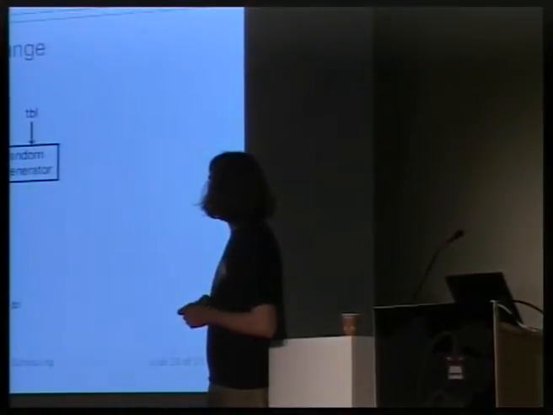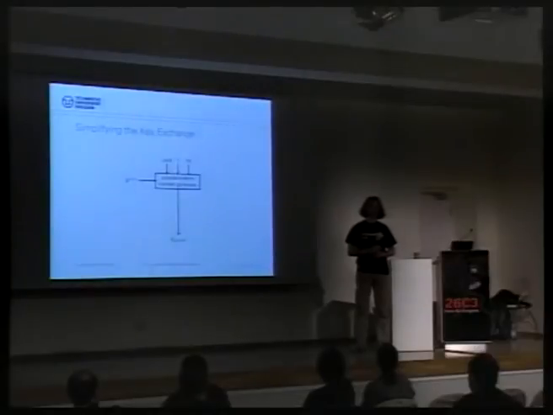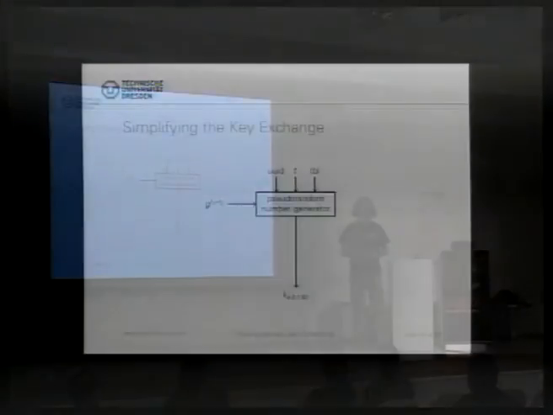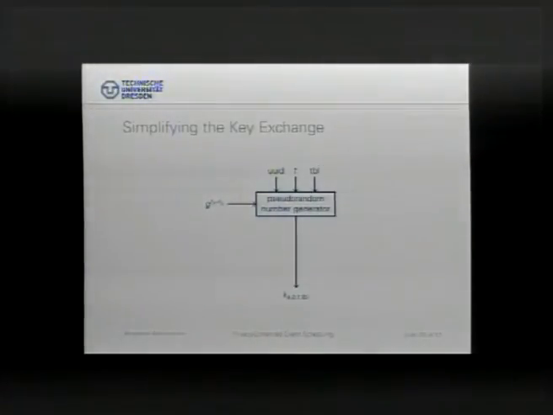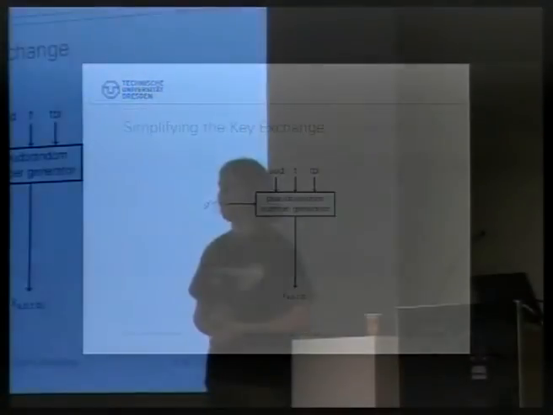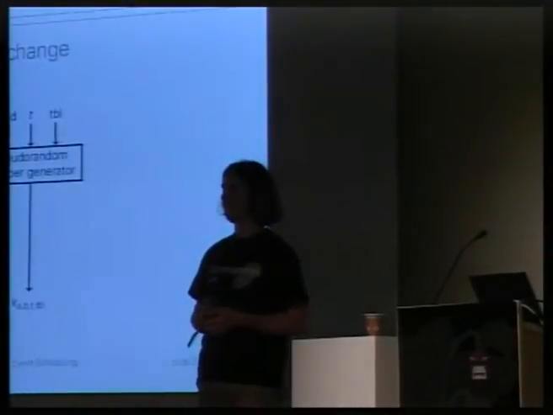We need some indexing for the tables, because we split it up into many tables afterwards. And with this pseudo-random number generator, we can generate all these keys from our Diffie-Hellman seed and use them for the calculation later. Okay?